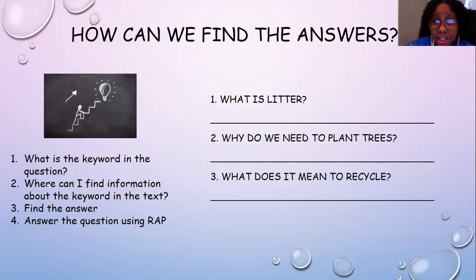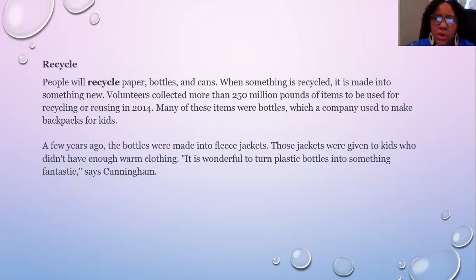Why do we need to plant trees? I'm going to wrap that answer like a third grader. We need to plant trees because... And now my last question, what does it mean to recycle? We already know. What section are we going to find that? We're going to use our subheading to find recycle, and then we're going to answer that question just like a third grader.